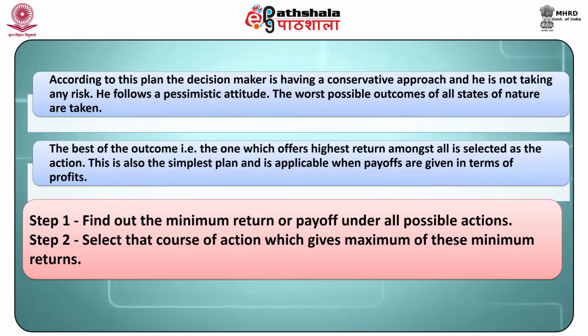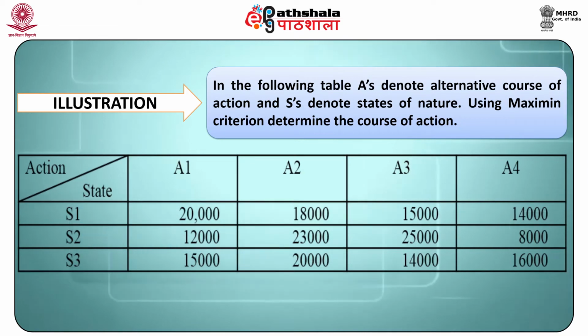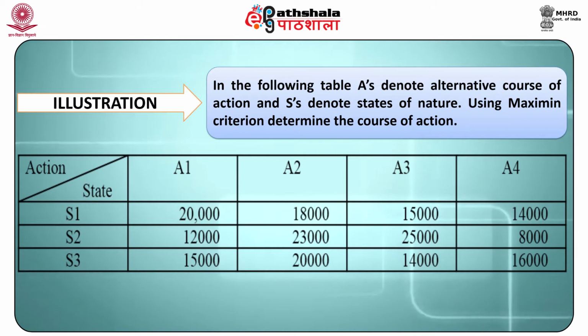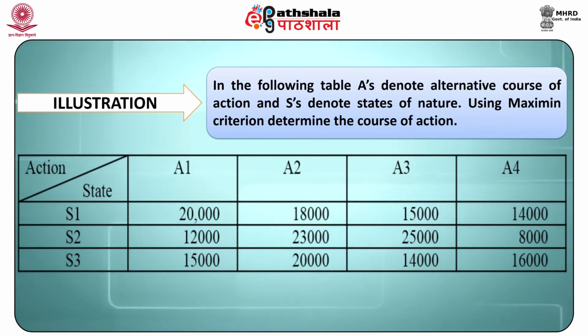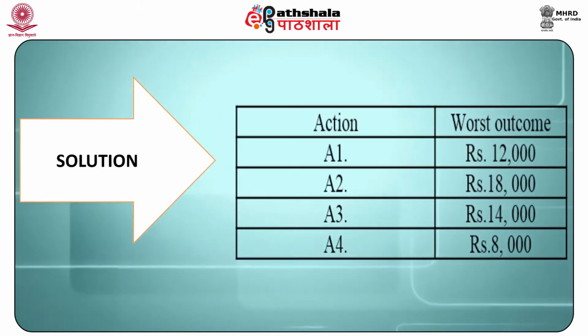Step 1. Find out the minimum return or payoff under all possible actions. Step 2. Select that course of action which gives the maximum of these minimum returns. Illustration in the following table. A's denote alternative courses of action and S denotes states of nature. Using the Maximin criterion, determine the course of action. As you can see the solution in the table.